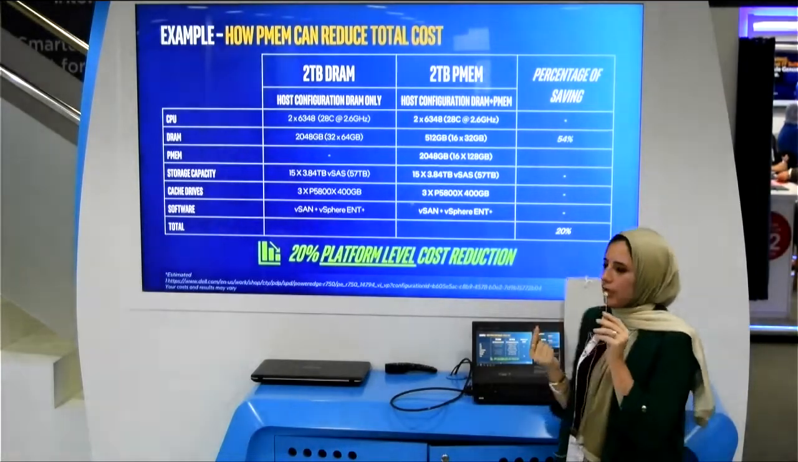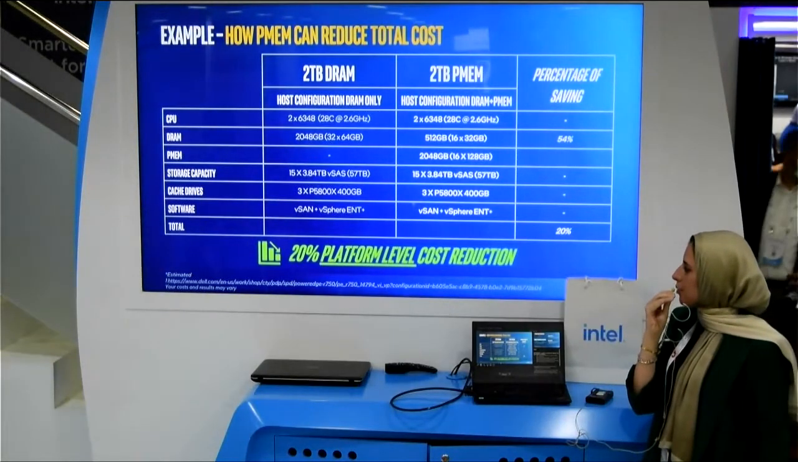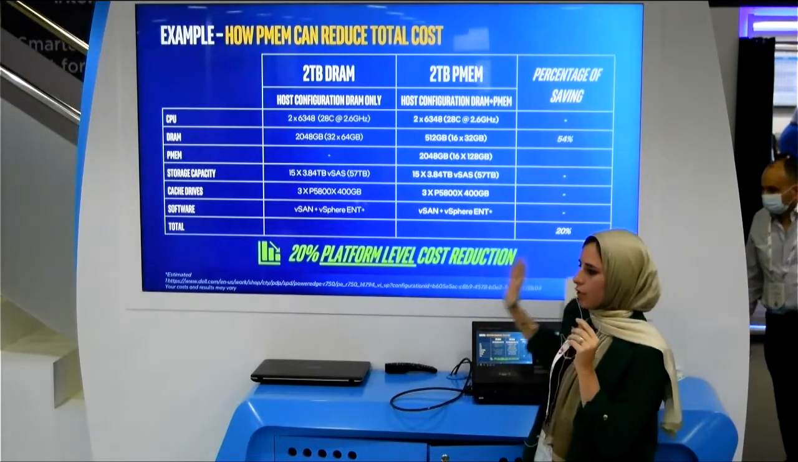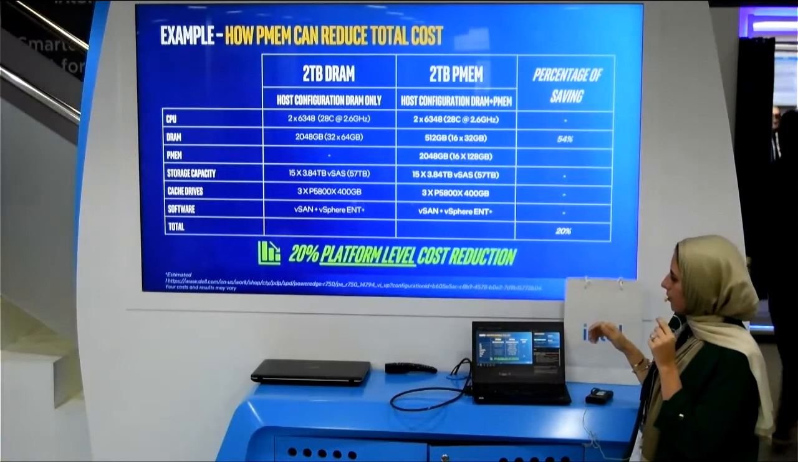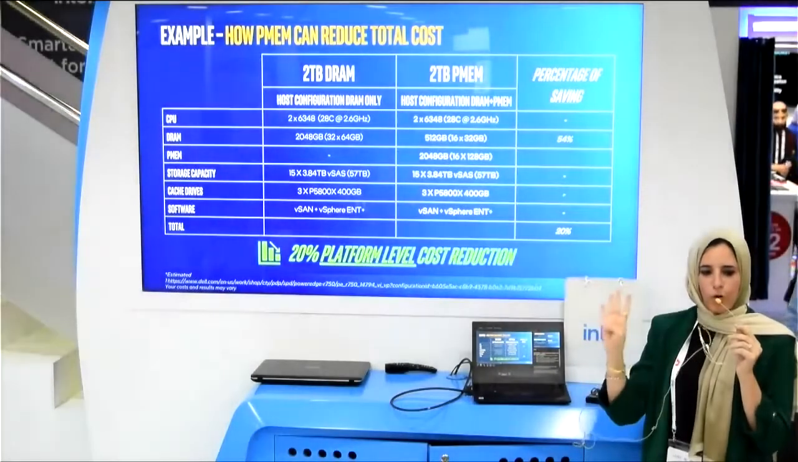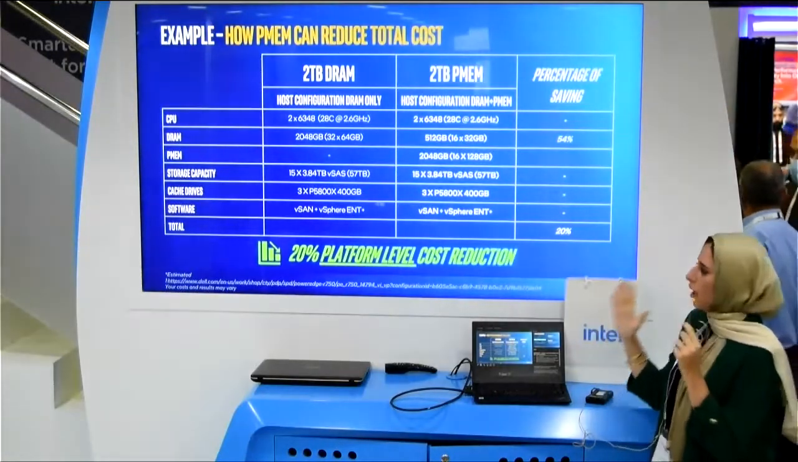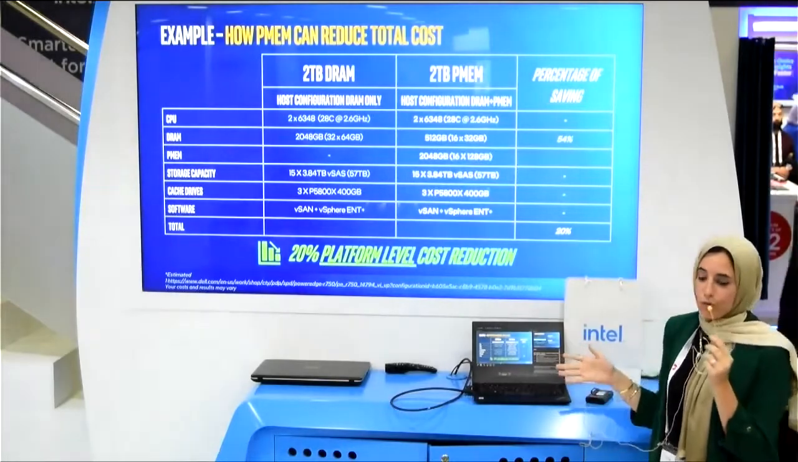By having the Optane persistent memory, we were able to have 20% cost reduction from the platform level. So if we have 4 hosts DRAM only, you can end up having 5 hosts with the Optane persistent memory, and 1 more host means a lot more VMs.